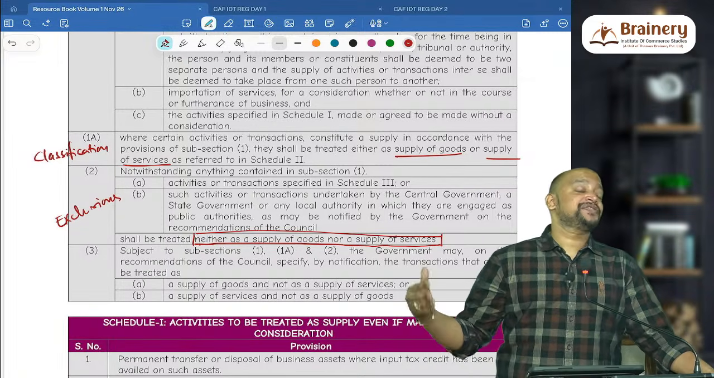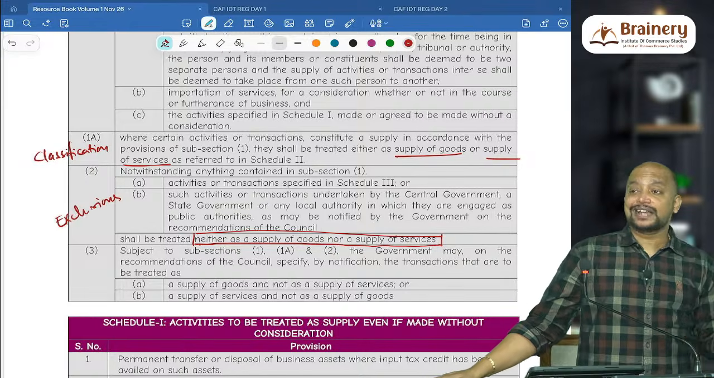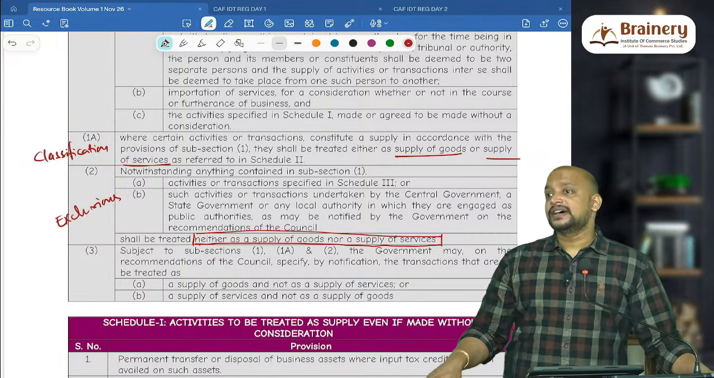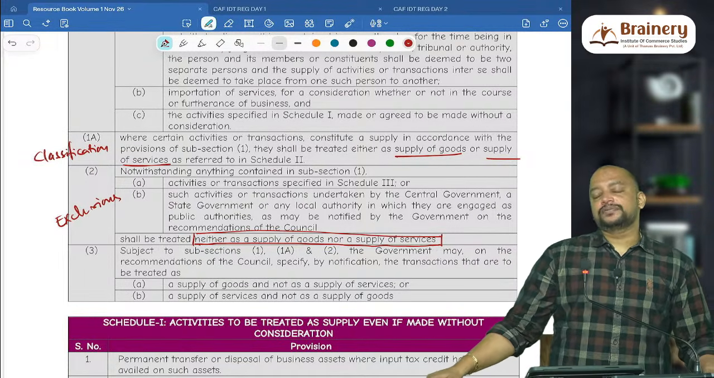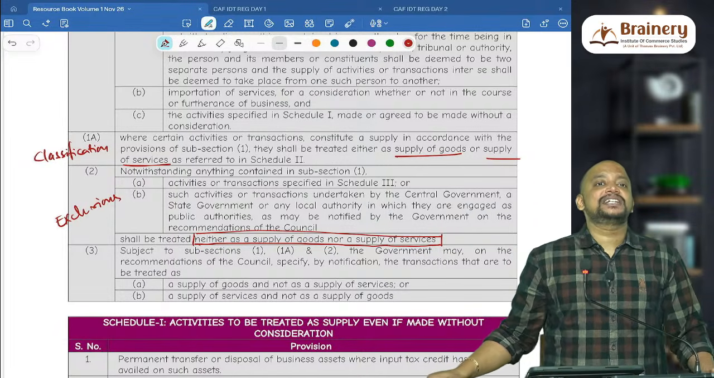Very good, place of supply. The place of supply provisions will differ between goods and services. Next, rates. The rates will differ. Threshold limit for registration also will change. Like that, there are differences in provisions.